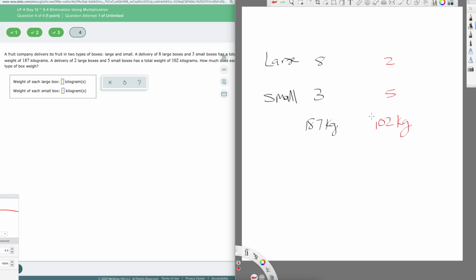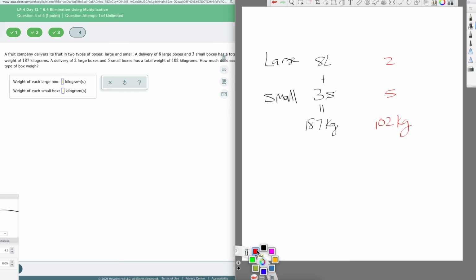You can play with the numbers here and try some kind of smart guessing until you land on the right numbers. But we can definitely use elimination here. So instead of the word large, I'm going to use L, and I'm going to use S for the small. So if I add these together, the 8 large and the 3 small, that equaled this weight.